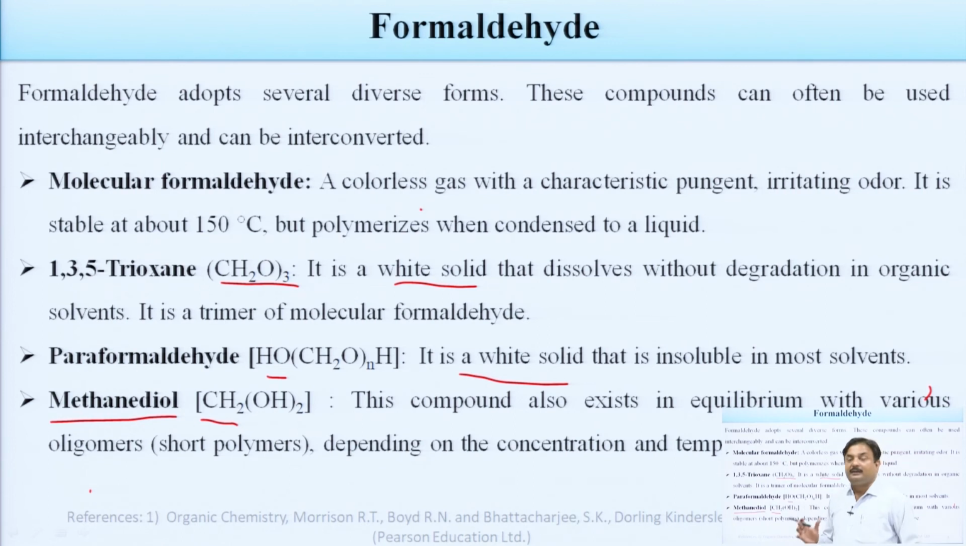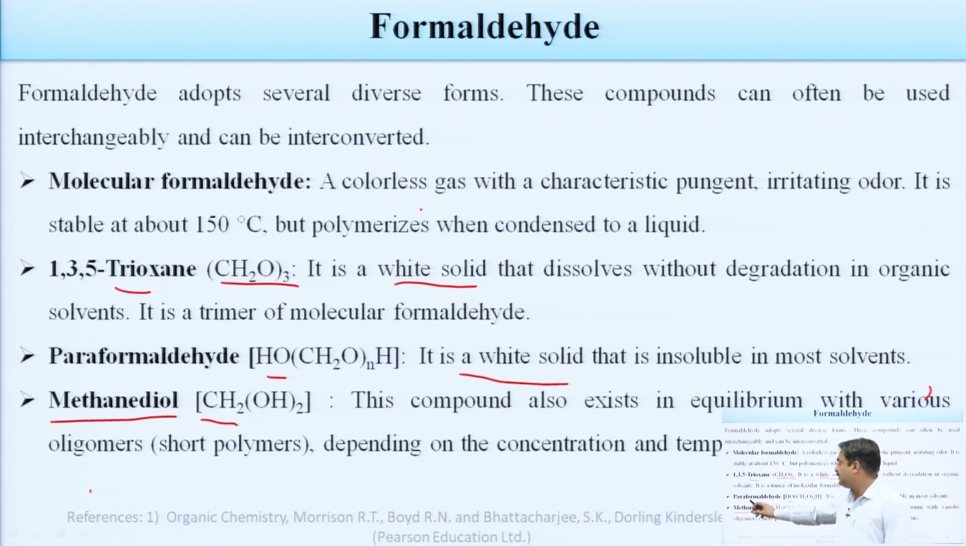The next is 1,3,5 trioxane. Trimer is the trimer of molecular formaldehyde. You can see there, as the name suggests, 1,3,5 trioxane. It is a white solid, and it dissolves easily.